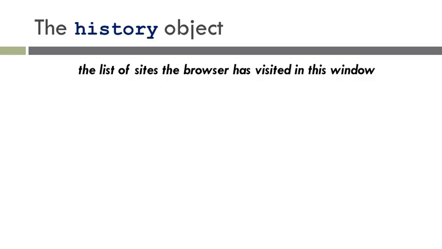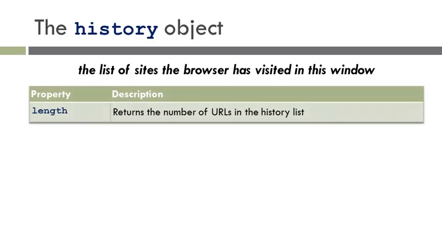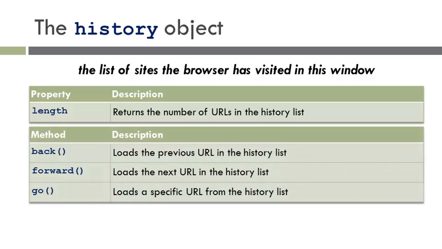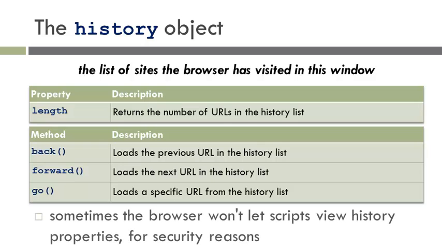The history object contains the URLs visited by the user. The history object is part of the window object and is accessed through the window.history property. The history object has one property, which is the length, which returns the number of URLs in the history list. It also has the methods of back, forward, and go. This will load the previous URL in the history list, or load the next URL in the history list, or load a specific URL from the history list. Due to security concerns, sometimes the browsers won't let the scripts view the history properties.